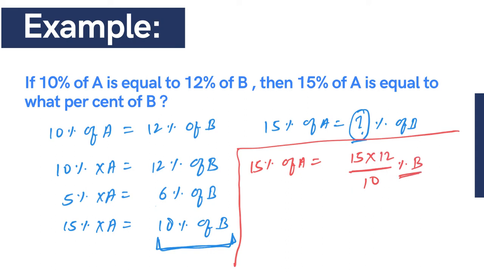So I will solve this one. When I divide this by 5, I will get here 2, and here I will get 3. When I divide 12 by 2, I will get here 6. So the answer is 18% of B. So this is my answer. According to the formula, you can solve it this way.